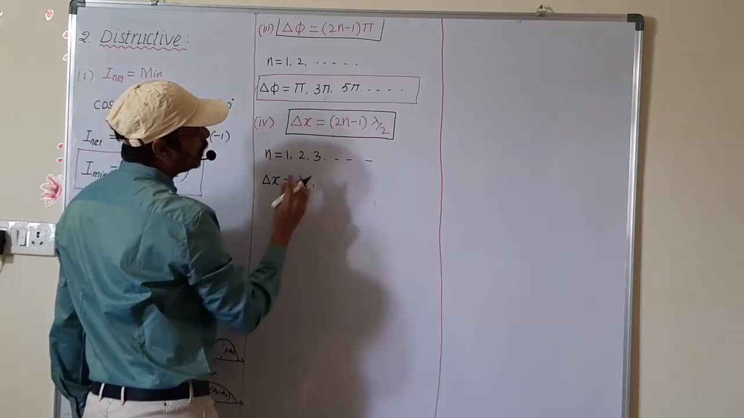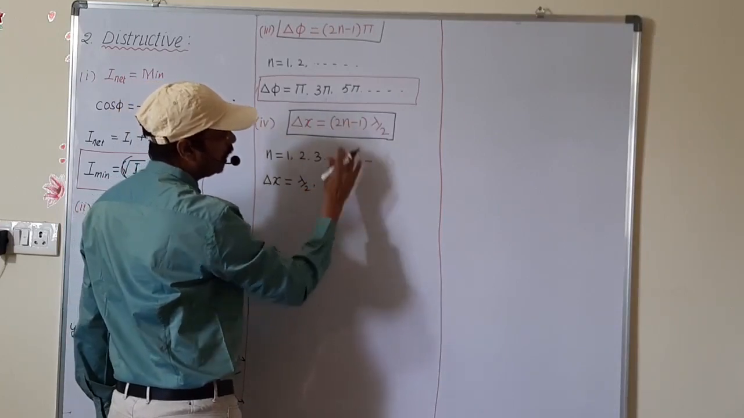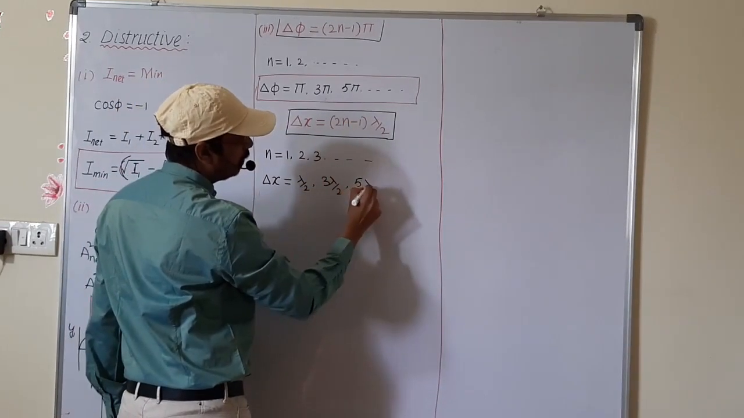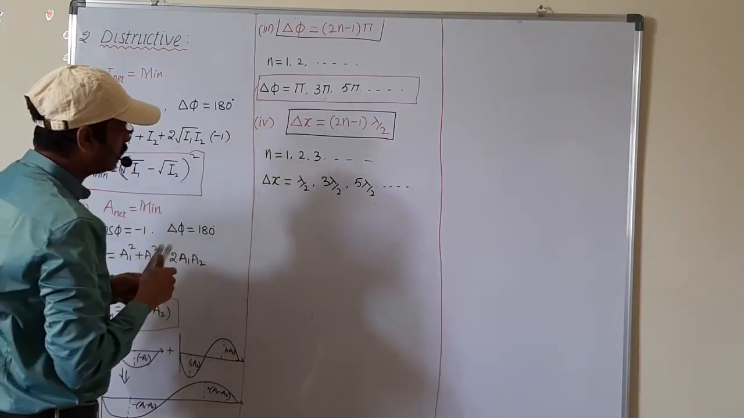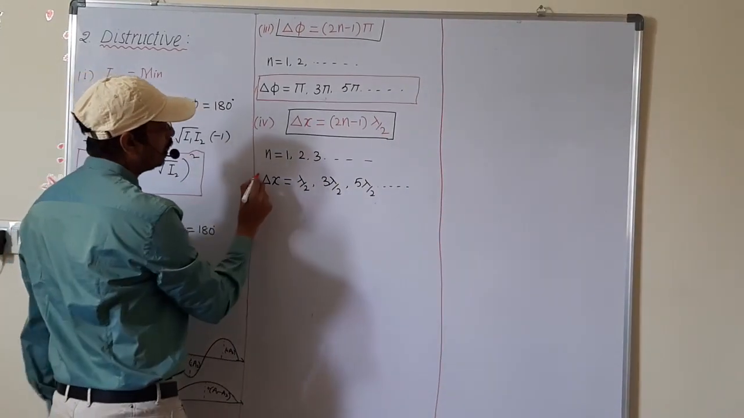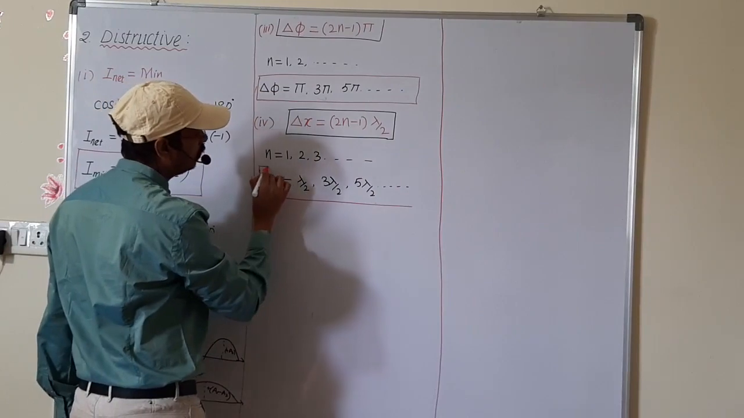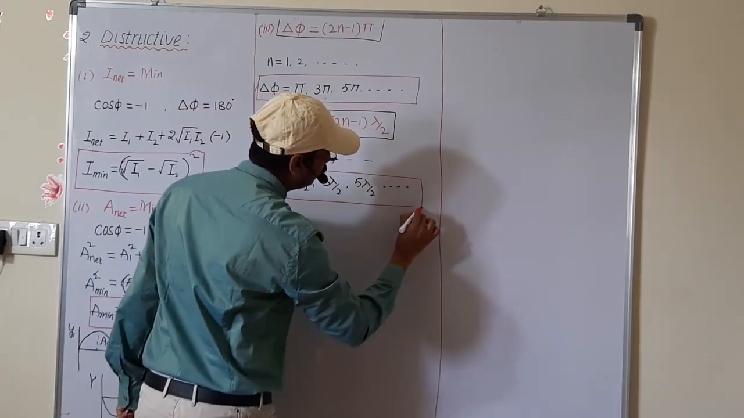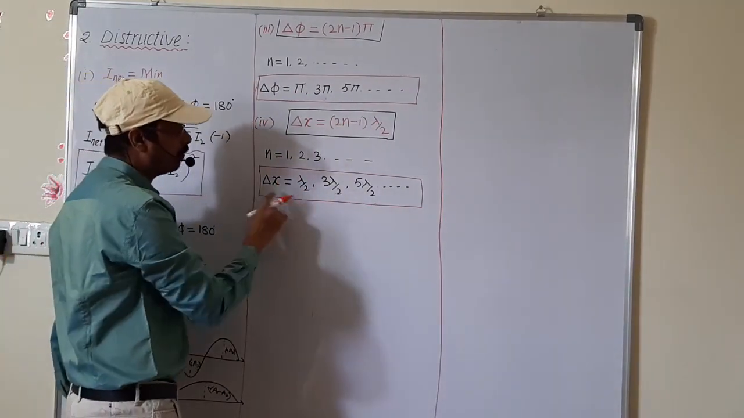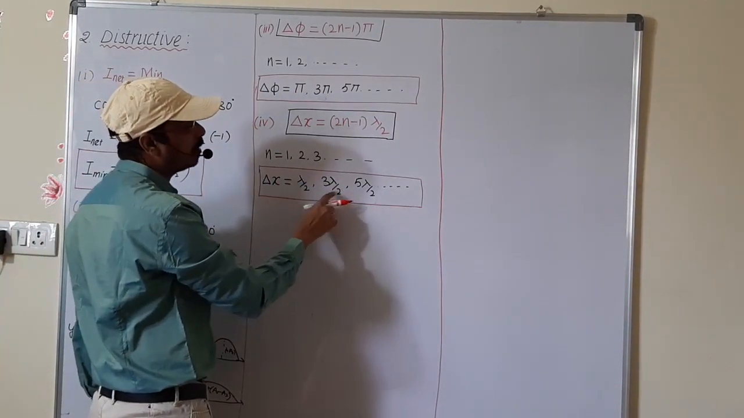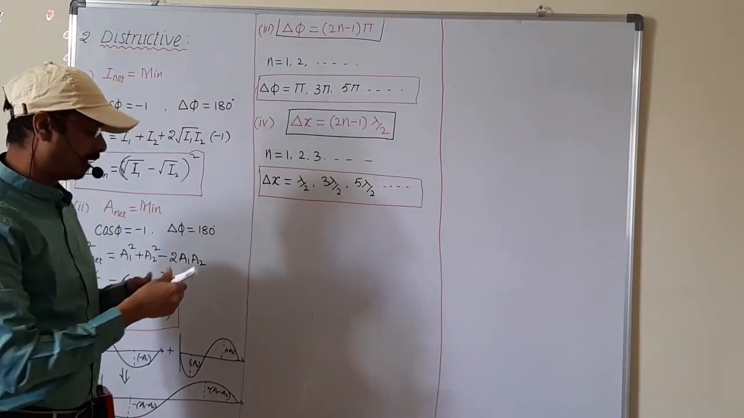For n equals 1, it is lambda by 2. If I substitute n equals 2, it is 3 lambda by 2, n equals 3, 5 lambda by 2 and so on. At this path, the path difference is lambda by 2, 3 lambda by 2 or 5 lambda by 2 and so on. We get odd numbers, 1, 3, 5, 7, 9 like that. Whenever the path difference is lambda by 2, 3 lambda by 2 like that, it will give destructive interference.